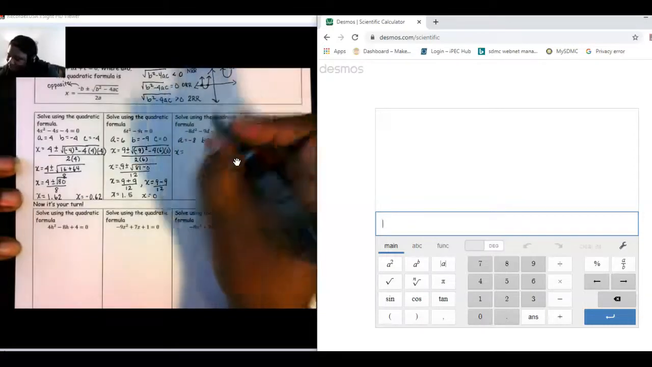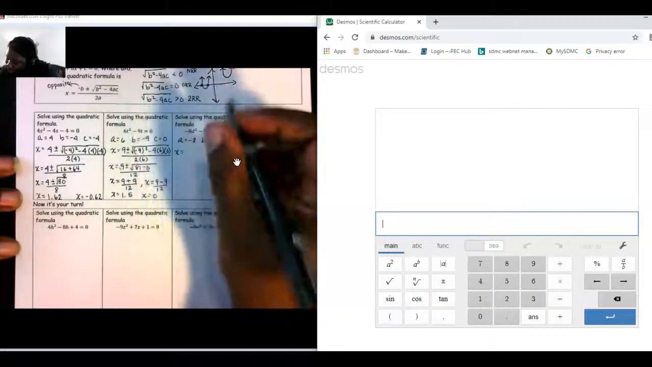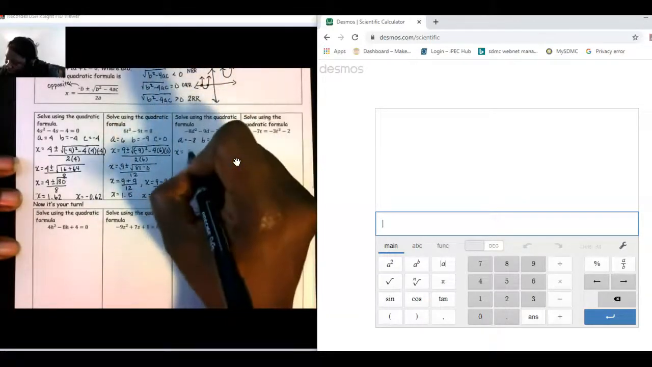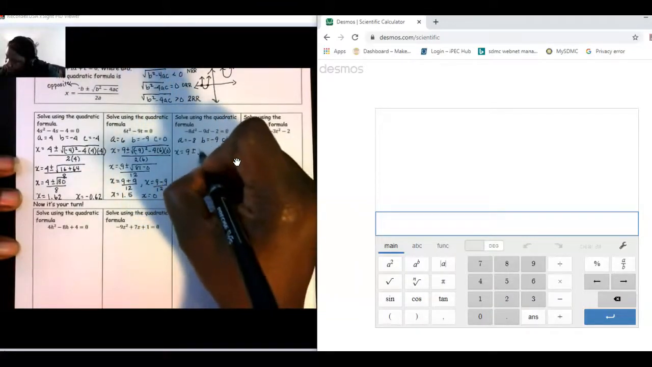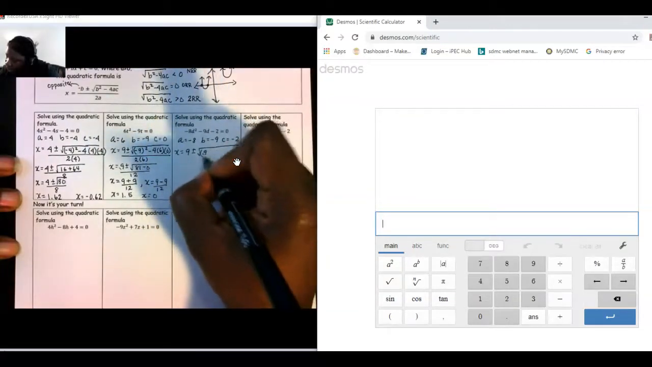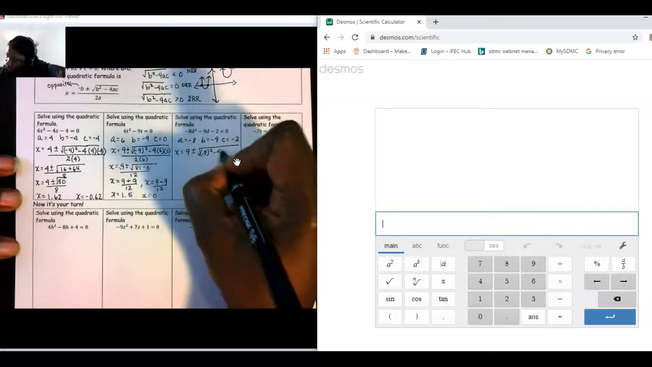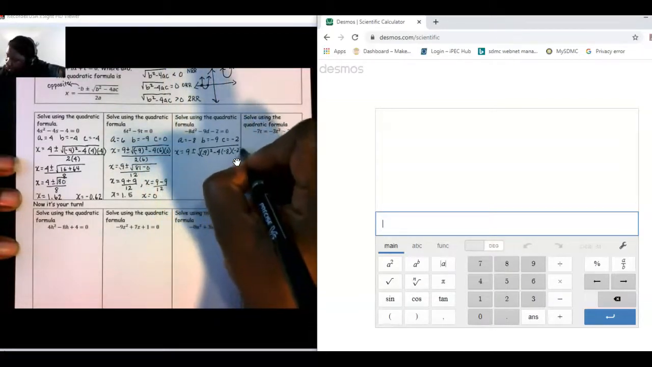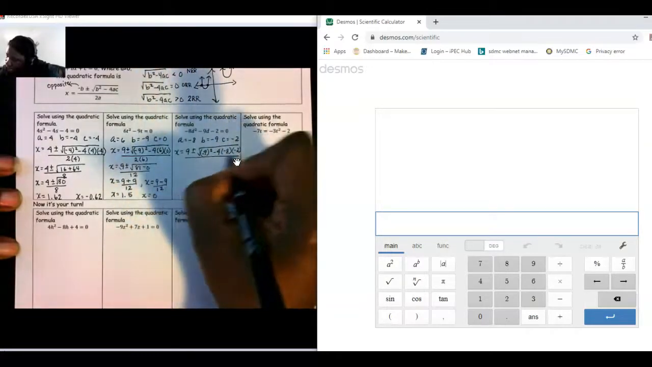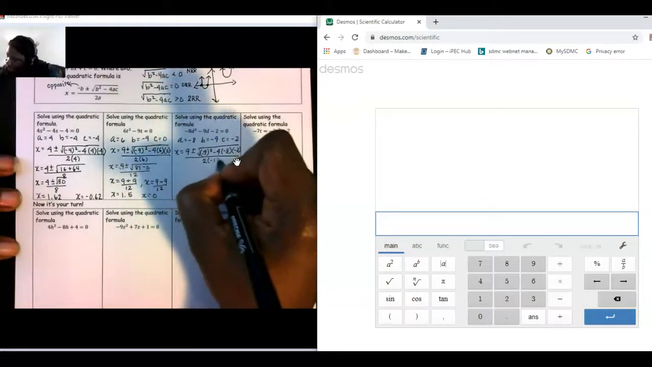If I look on our practice and you've done this in 5 minutes, that's going to tell me you really didn't do it. All right, so x is equal to opposite of the b term, which is 9, plus or minus the square root of 9, or negative 9, I'm sorry, squared minus 4 times negative 8 times negative 2, all divided by 2 times negative 8.